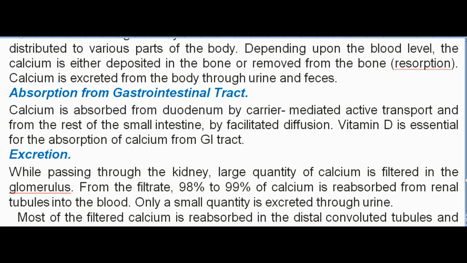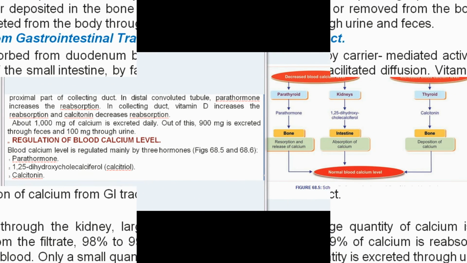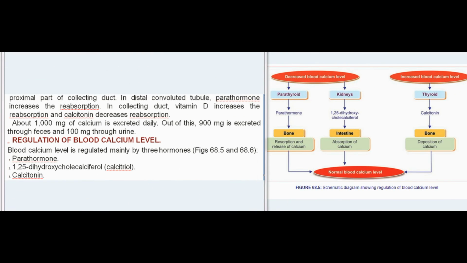Excretion. While passing through the kidney, a large quantity of calcium is filtered in the glomerulus. From the filtrate, 98% to 99% of calcium is reabsorbed from renal tubules into the blood. Only a small quantity is excreted through urine. Most of the filtered calcium is reabsorbed in the distal convoluted tubules and proximal part of collecting duct.